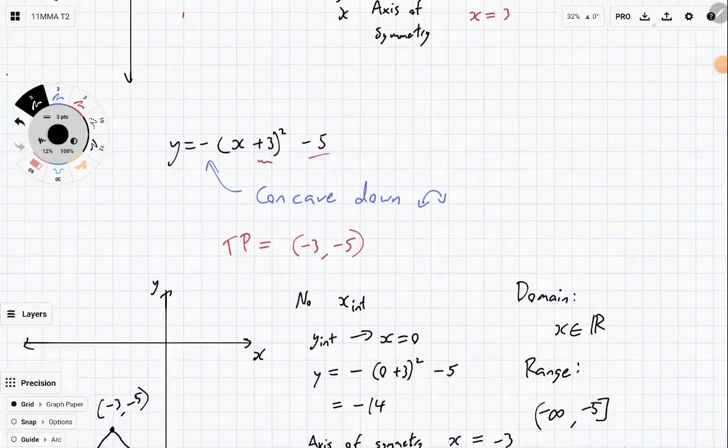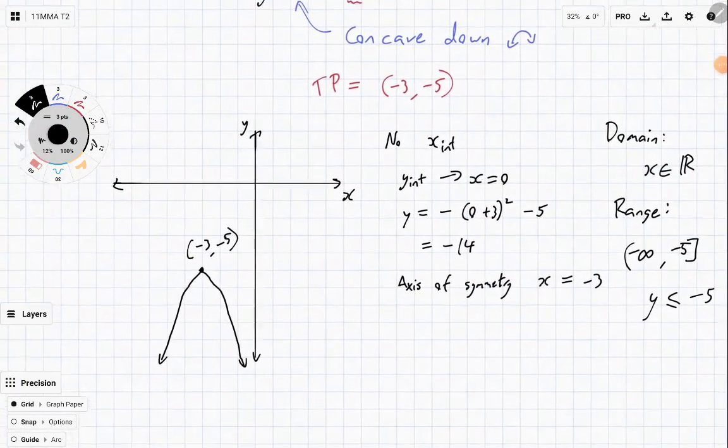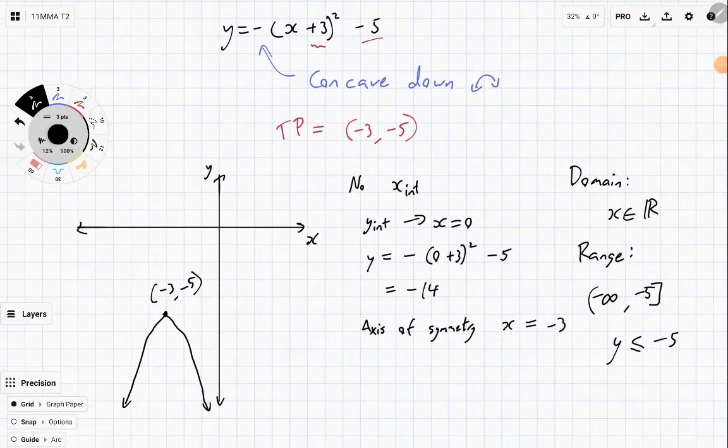Alrighty, so there we are. Domain, range, concave down, turning point, x-intercepts, none, y-intercept. Well, I didn't write the coordinate of the y-intercept, so (0, -14) for the y-intercept. And the axis of symmetry is x equals -3. So that just gives us a little bit of a picture on how to quickly sketch turning point form graphs. Really, really quick, really, really easy.